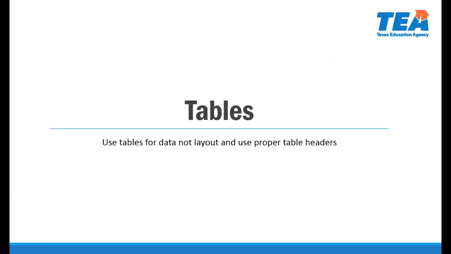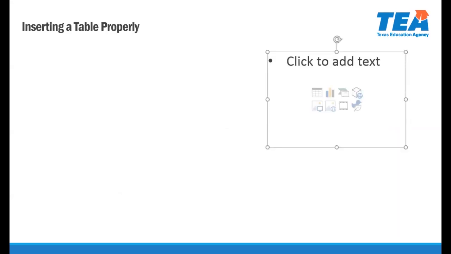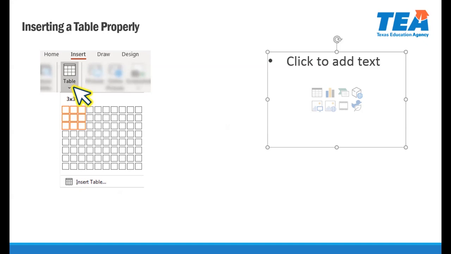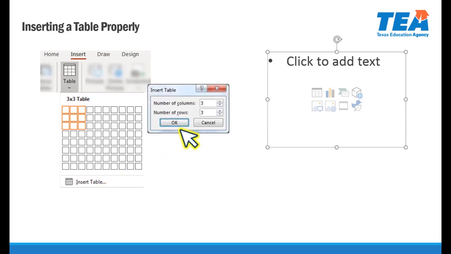Use tables for data, not layout, and use proper table headers. There are two ways to insert a table in a placeholder. The first is to select the placeholder the table needs to be in, click on Insert, and then select Table from the ribbon. Use the drop-down grid option to select the size of the table. If the dimension of the table is not available, select the Insert Table option at the bottom of the drop-down. An Insert Table window appears to insert the columns and rows the table needs. Click OK and the placeholder becomes the table.